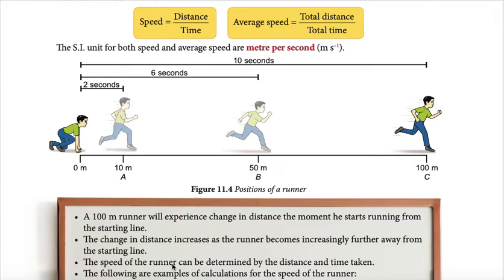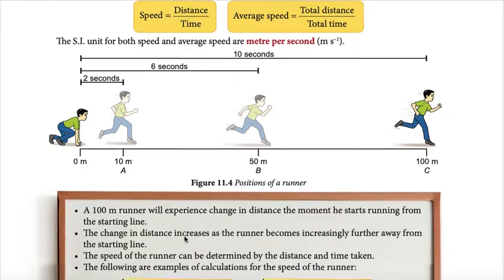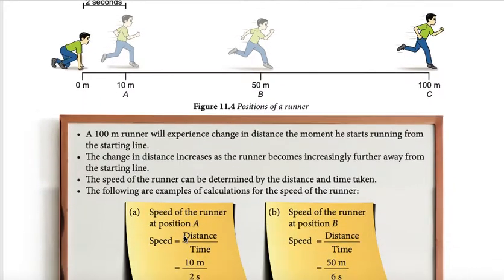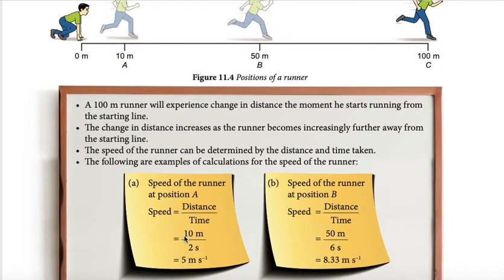The speed of the runner can be determined by the distance and the time taken. So when we want to calculate the speed of the runner, we can use this formula: distance over time taken. Distance you divide with the time taken. So here are some examples of calculation for the speed of the runner.